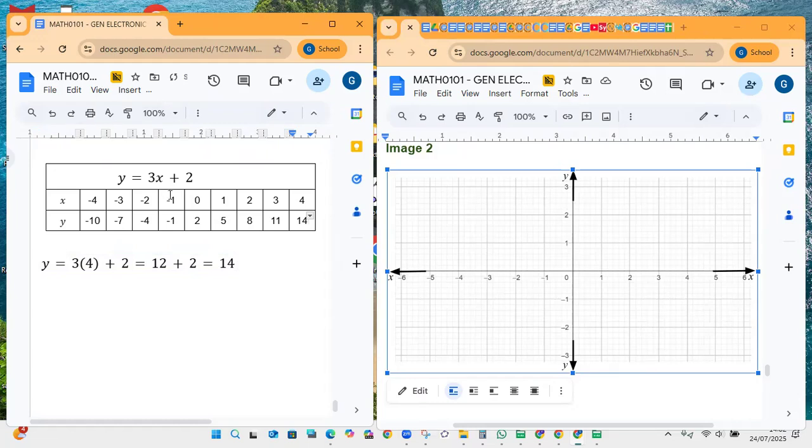So now we have what you call a table of ordered pairs. Okay? A table of ordered pairs, meaning you have the x, which is pairing up with the y. Negative 4 pairs up with negative 10, negative 3 pairs up with negative 7, all the way to 4 pairs up with 14. So we're going to plot these points on the graph and then make a graph out of this.